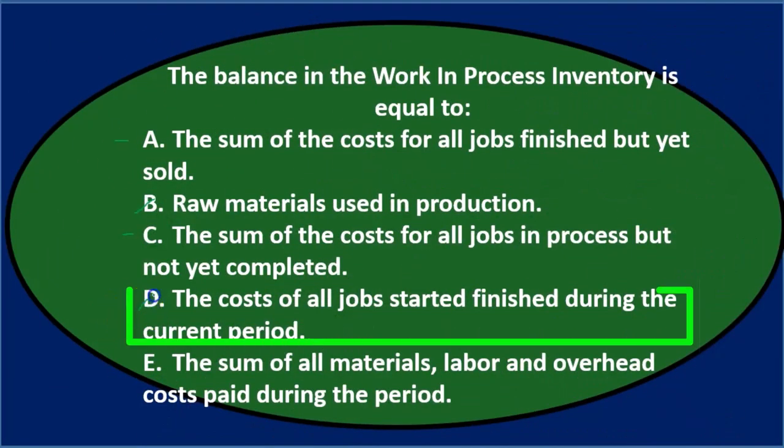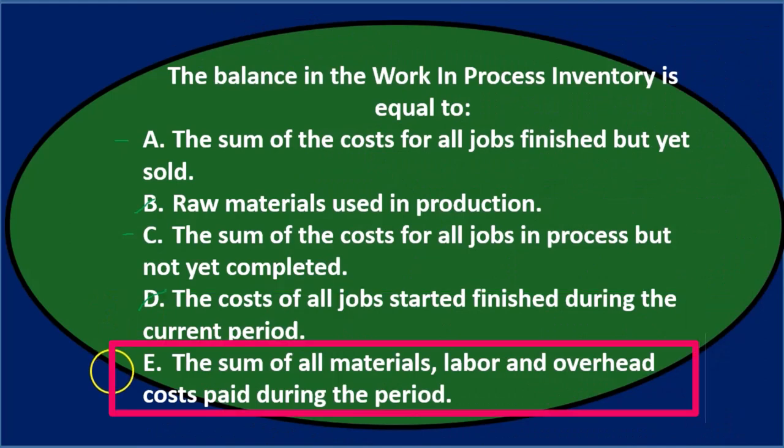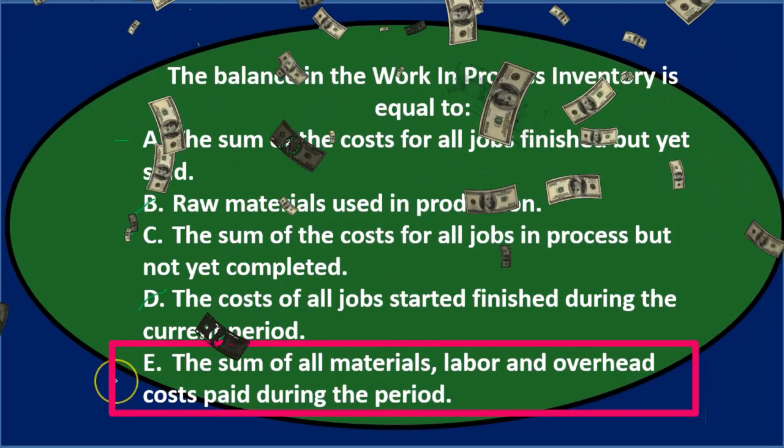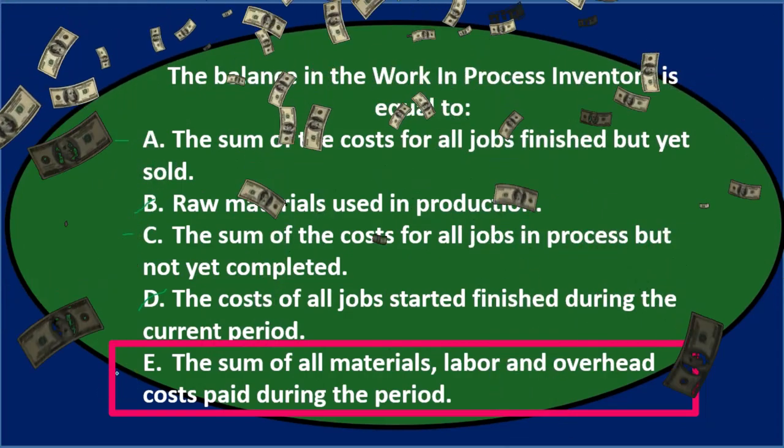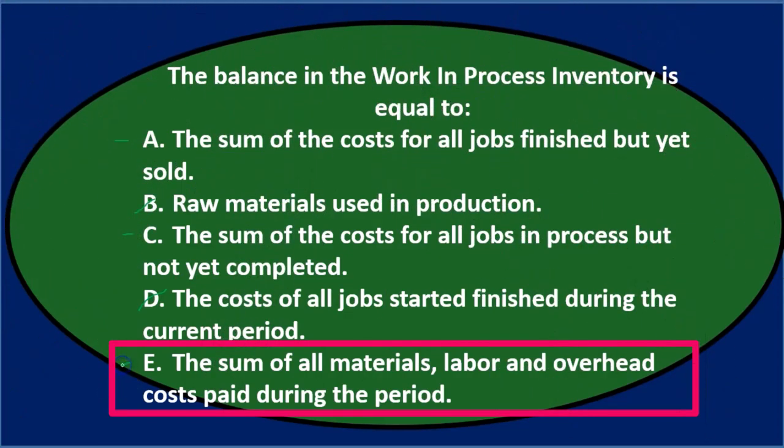So it's not D. And then E says the sum of all materials, labor, and overhead costs paid during the period. And again, that might sound reasonable. I'll keep that for now.